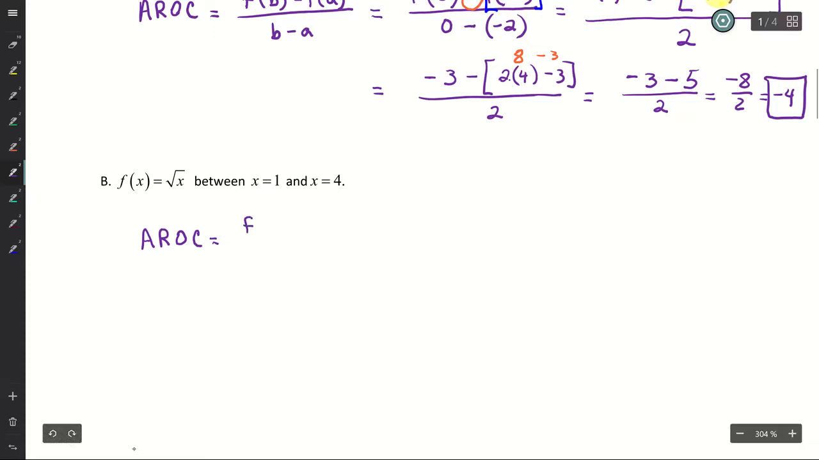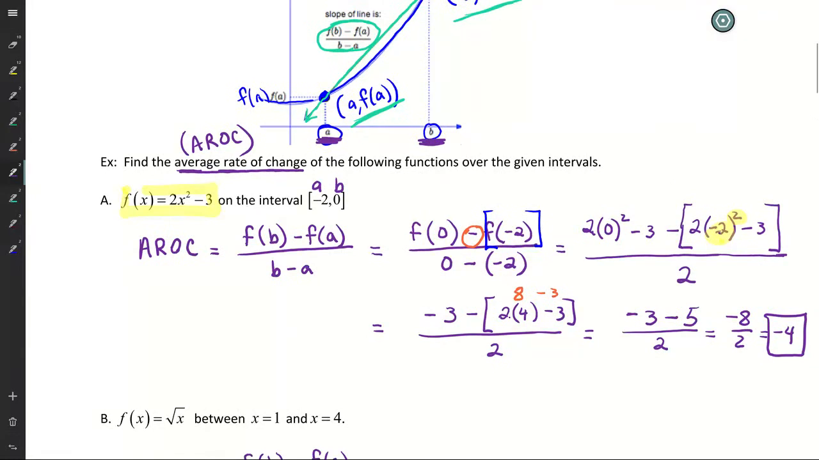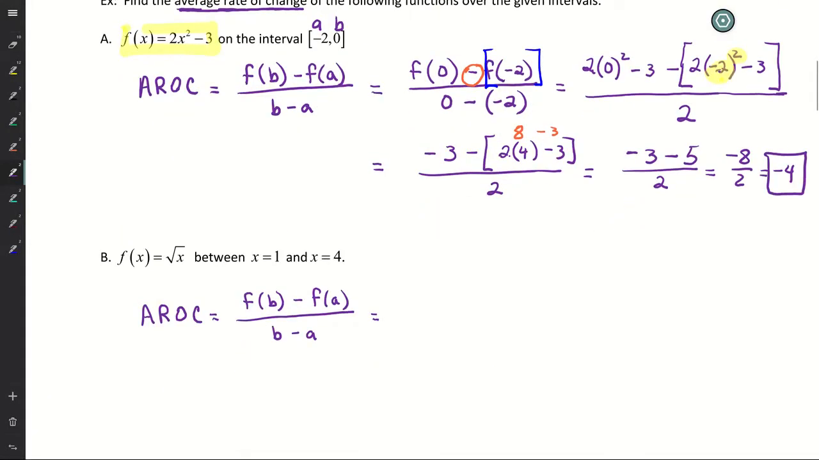So we're going to say f of b minus f of a all over b minus a. In this particular problem, it's good to label what a and b are. Remember from our drawing up above, a is the leftmost number and b is the rightmost number. Here, do we see 1 is smaller than 4? So a would be the 1 and b would be the 4.